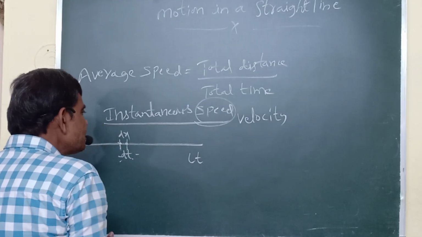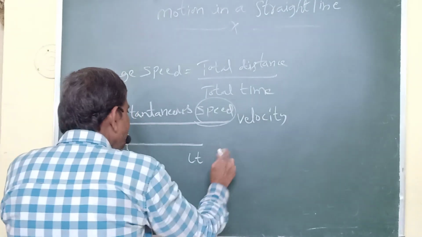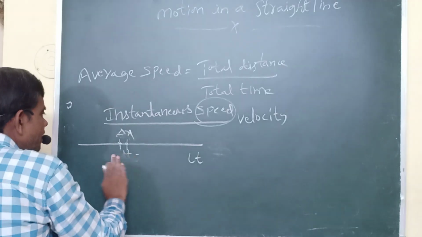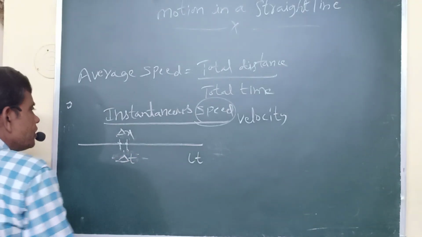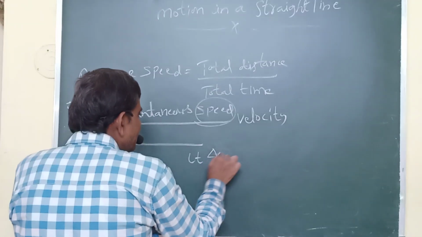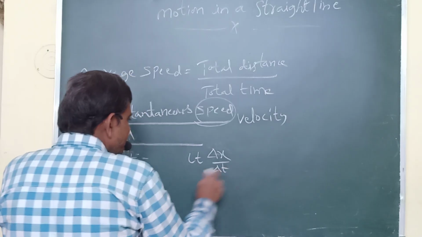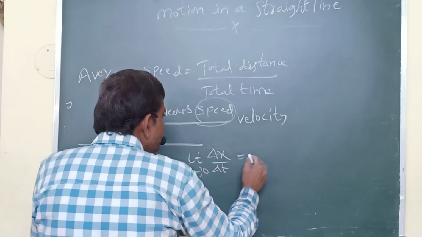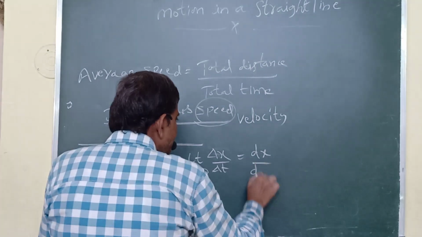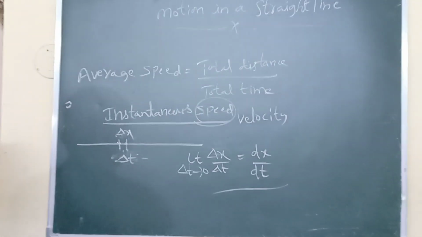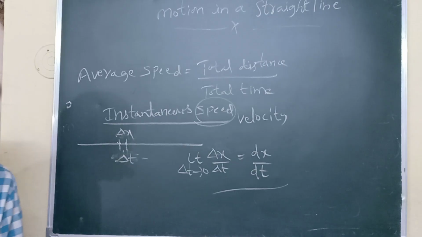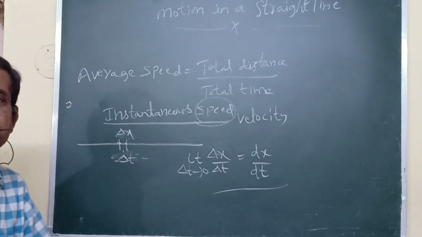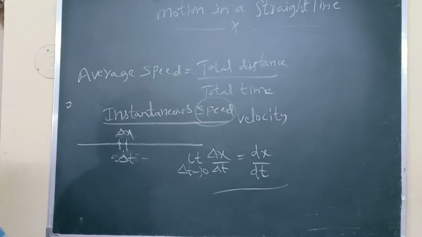So what is the instantaneous velocity? Limit. I am taking this distance as delta x. This I am taking as delta t. Then what happens? Limit delta x by delta t as delta t tends to 0. This we are writing as dx by dt. That is called instantaneous velocity. At one particular instant, what is the velocity? That is called instantaneous velocity.